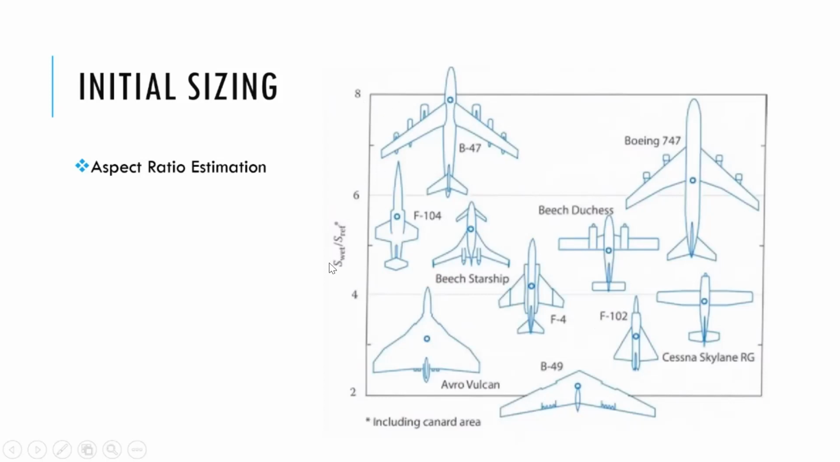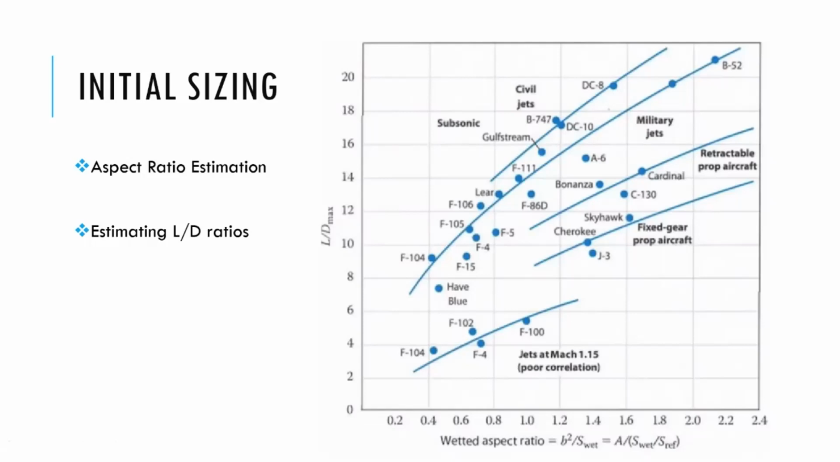S_wet is the wetted area of the whole aircraft. That means the entire area that comes in contact with the air. And S_ref is the wing reference area, which conventionally is supposed to be the area occupied by both the wings, including the portion inside the fuselage. So this ratio, based on history, can be found out. After that, Raymer has also given a chart where for various kinds of aircraft, civil jets, subsonic, supersonic transports, fixed gear propeller, etc., he has given a graph of L by D max as a function of wetted aspect ratio.